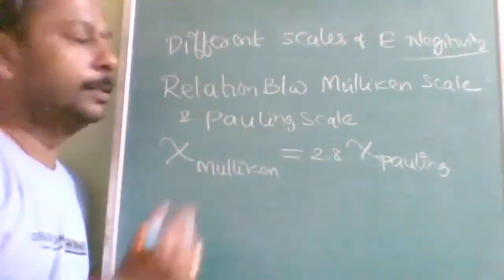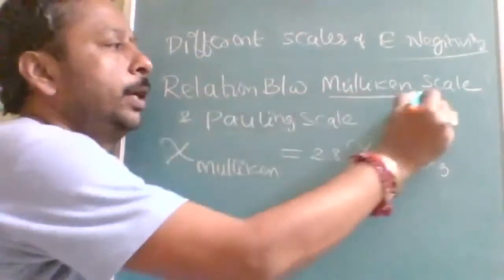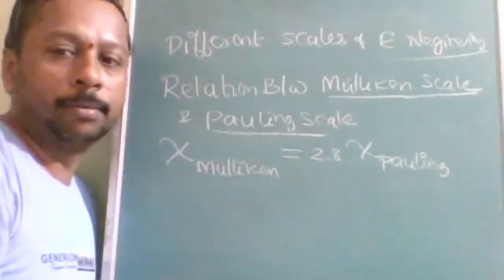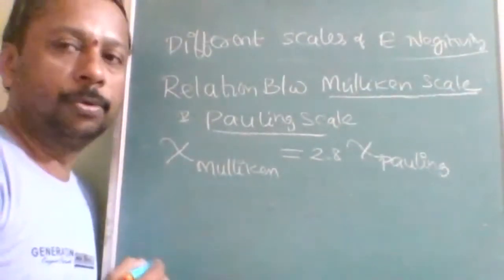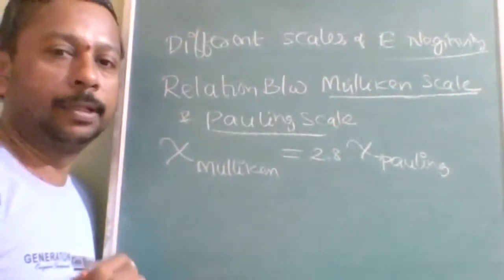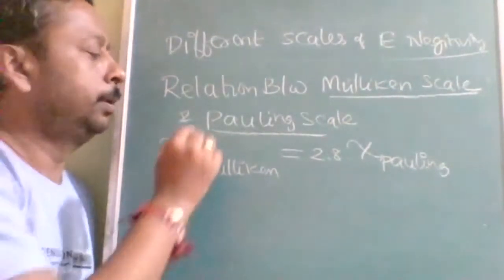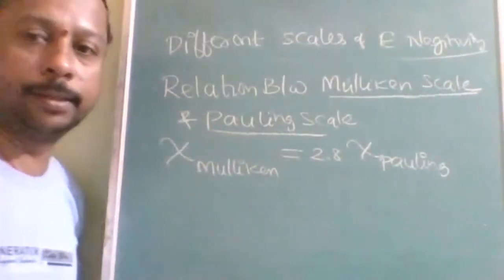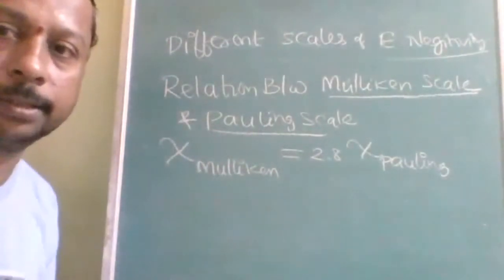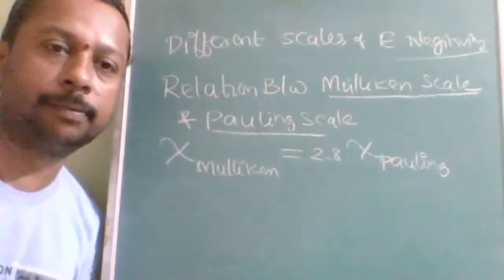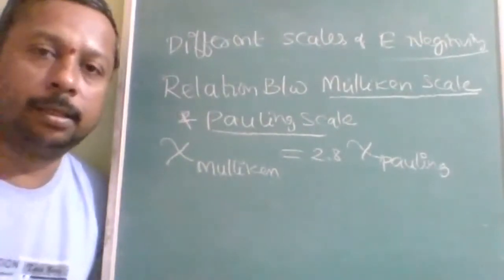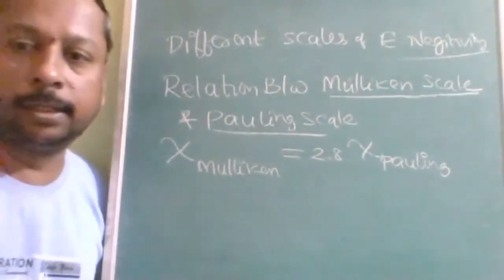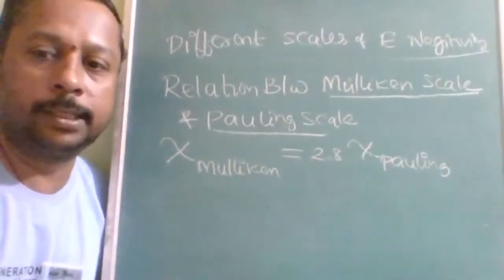Okay. So we have studied two scales, the Mulliken scale and the Pauling scale. Both will give you different values for the same atom, because their approach itself is different. One takes ionization energy and electron affinity as a reference, whereas the other takes bond energy as a reference. So they result in different values for the same atom.